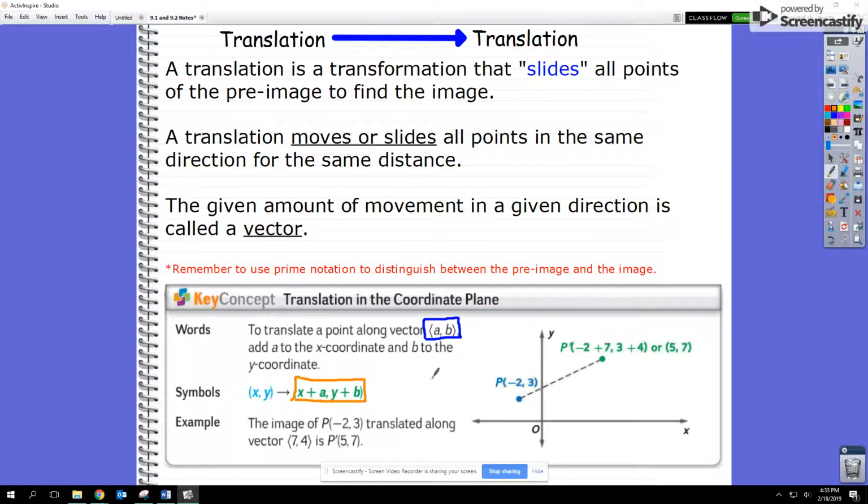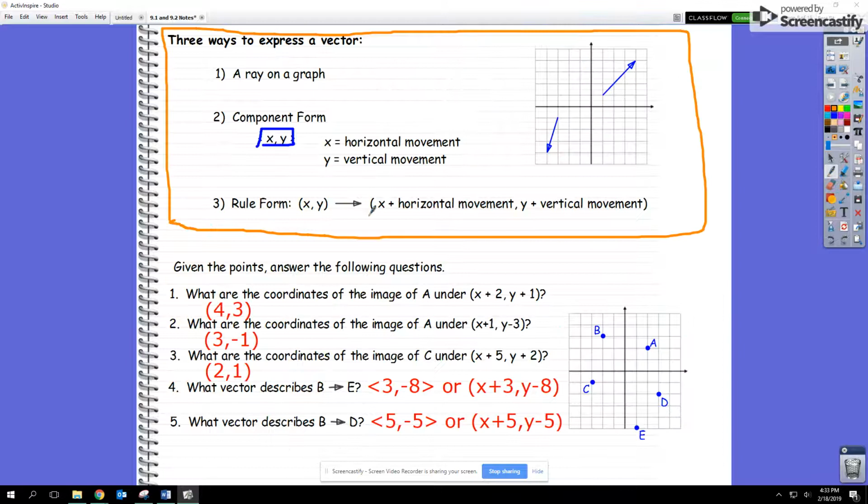This right here in orange is the other form, which is called rule form. So it's x plus the horizontal movement and y plus the vertical movement. Now, the reason why I'm mentioning both of the forms is because you will have test questions that'll ask you for both forms. And so let's go over one of them right here.